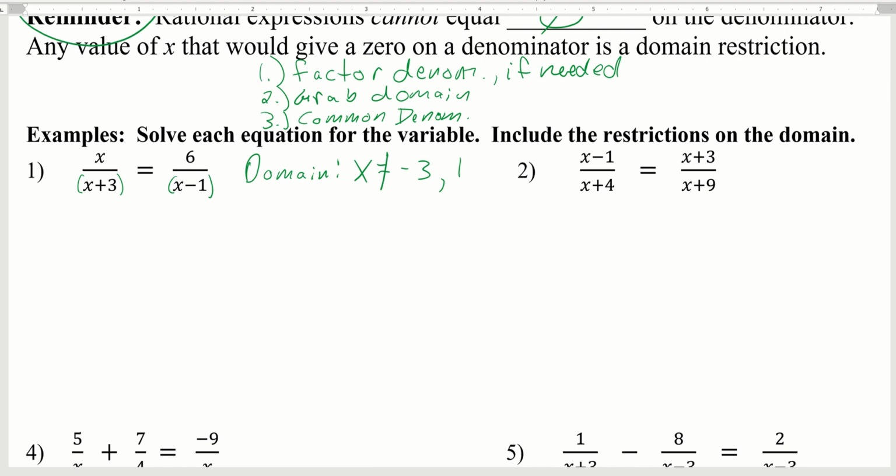Okay, so on the left-hand side, I'm going to multiply the top and bottom by x minus 1. Okay, the denominator of the right side. And then the right side, I'm going to multiply by the denominator of the left side, x plus 3. Okay. Now step number 4. Multiply numerators. Okay, so I'm going to multiply it out.